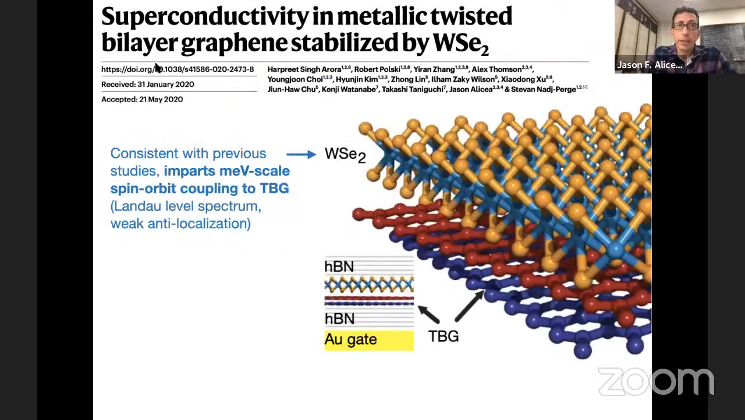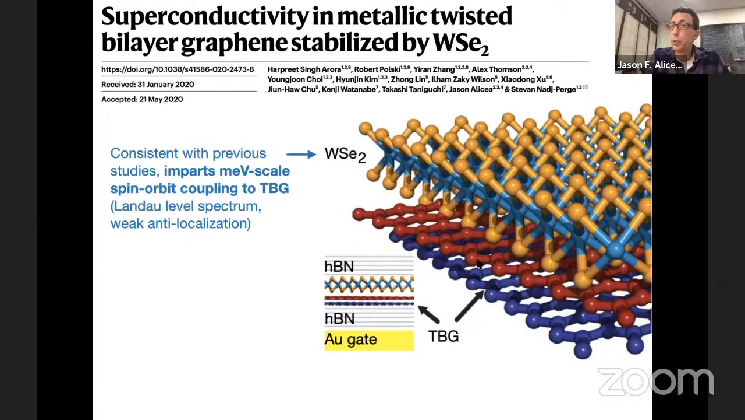To this end, let me now tell you a little bit about a recent paper led by my colleague Stevan Nagy-Purgé, which studied twisted bilayer graphene adjacent to a tungsten diselenide substrate. Tungsten diselenide features heavy elements and has enormous spin orbit coupling. One of the interesting results from this paper is that due to the hybridization between graphene electrons and that tungsten diselenide substrate, the twisted bilayer graphene inherited milli-electron volt scale spin orbit coupling.